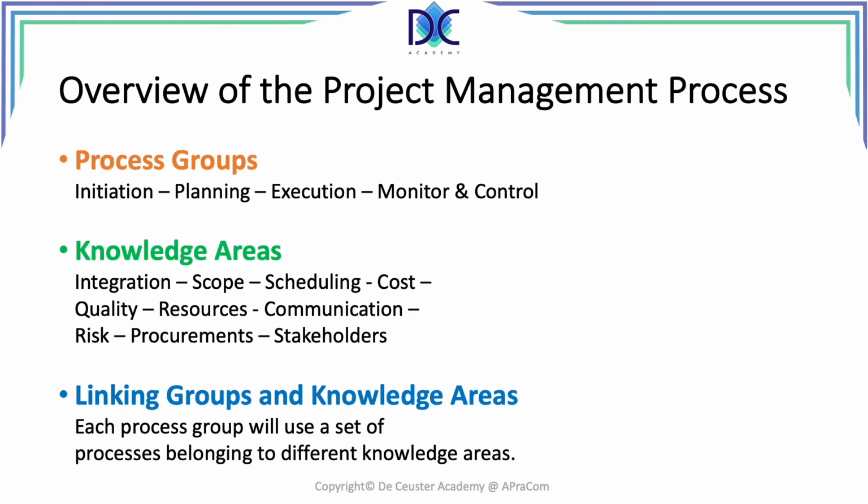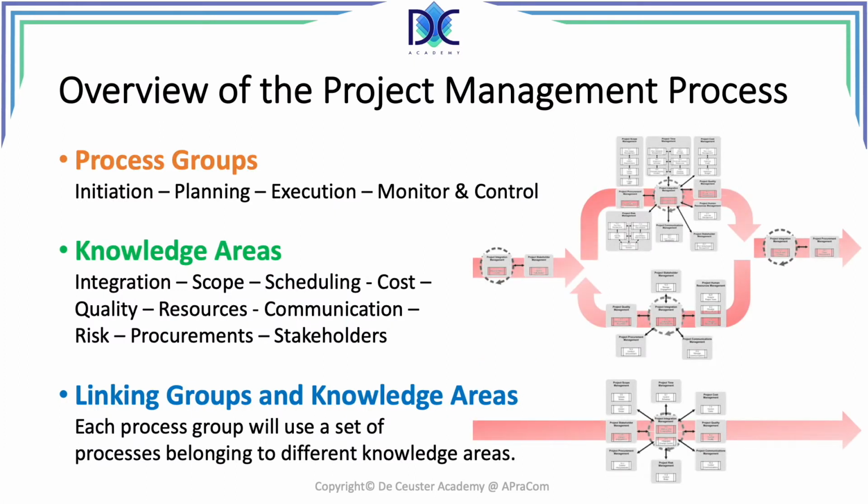When we look at the project management process, we talk about what we call process groups. We have initiation, planning, execution, monitoring, control. And at the right-hand side, we see, in fact, an overview of the different processes that are being conducted during those different steps. And we talk about the knowledge areas.